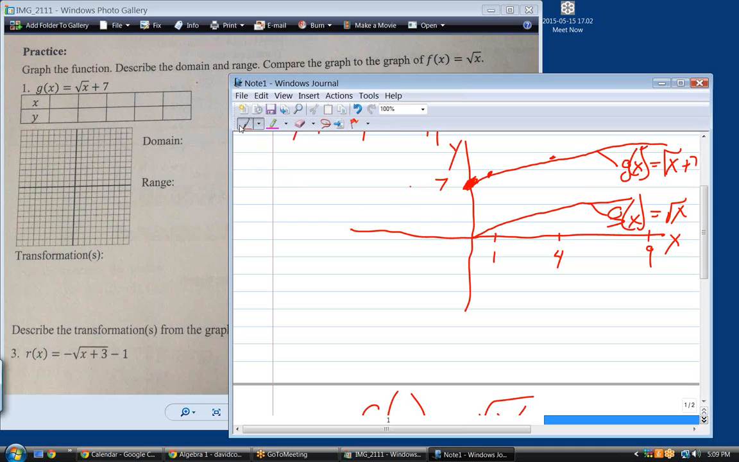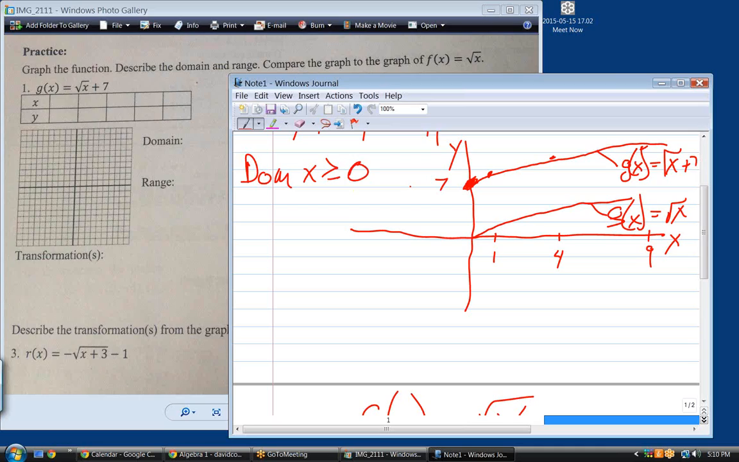I don't really remember. It's all of the allowable values that x can take on. Okay? Can x be minus 2? No, because then we'd be taking the square root of a negative number, which you cannot do. So x has to be at least 0 or bigger. So the domain is x has to be greater than or equal to 0.